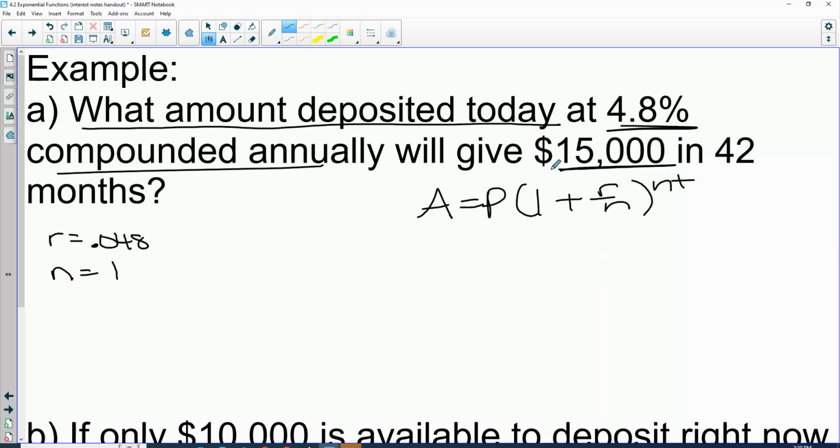Will give $15,000 in 42 months. So I'm asking what amount deposited today will give me 15,000. So what's the 15,000 represent? The A. So the P is the thing I don't know this time. In 42 months, how would I change that into years? Divide by 12, so 42 over 12 is?